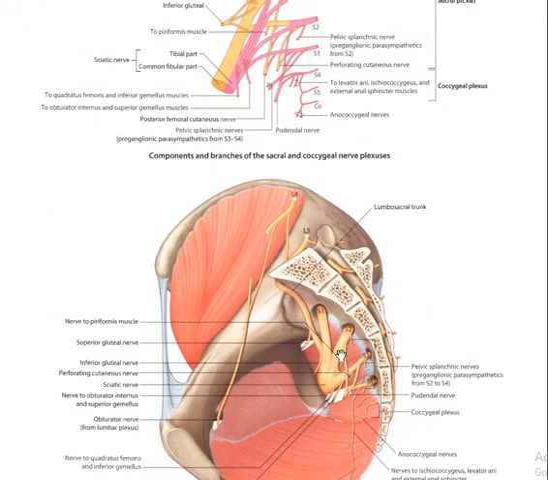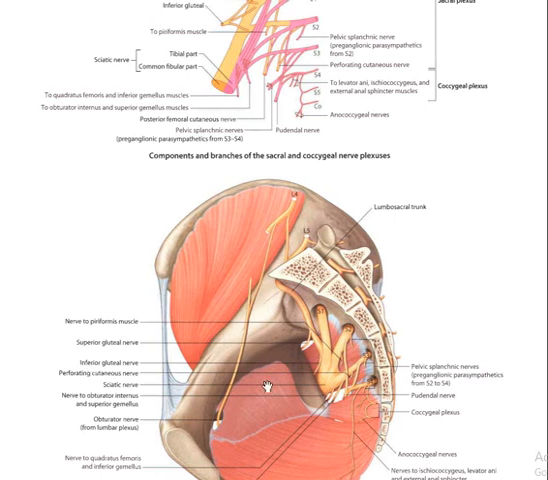So we can visualize from here how they are going to enter. This is S1 here, this is S2 here with the pelvic splanchnic nerve. This is the nerve to piriformis coming from S2. We have again this portion here. This is the inferior gluteal nerve coming outward.